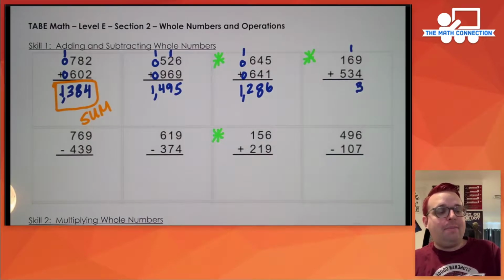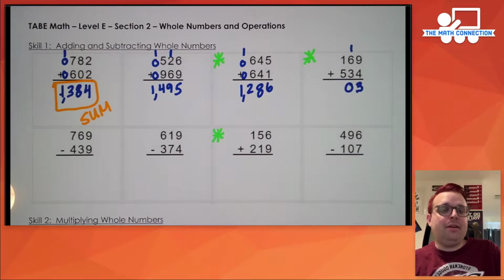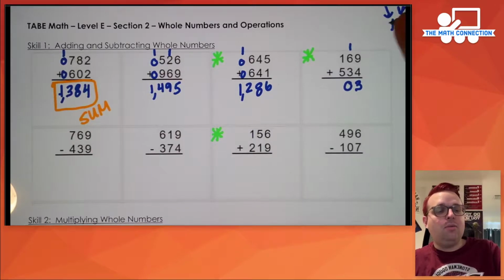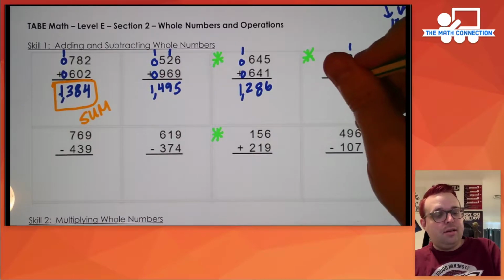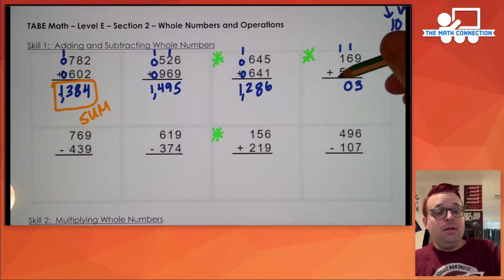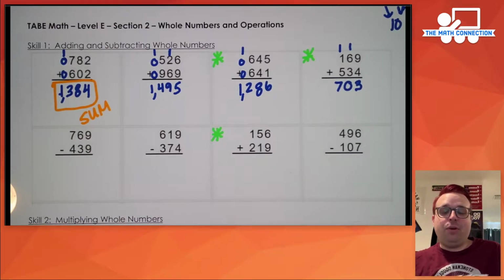But what happens is when you have 10, you put the number in the ones place here. Okay, so remember, if you have 10, this is the ones place, and this represents the tens place. So the ones place goes down here, and the tens place goes up to the next column. So 5, 1, and 1 makes 7, and that's it. When you add 534 and 169 together, you get 703.